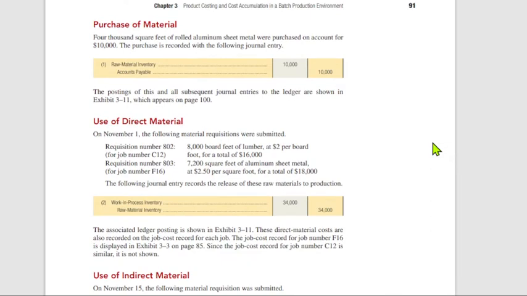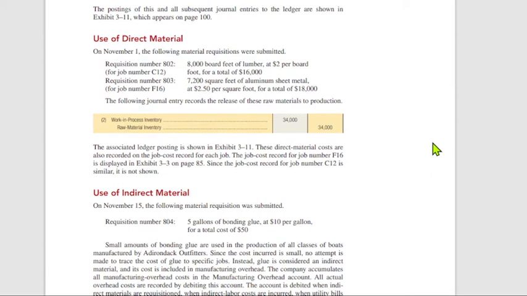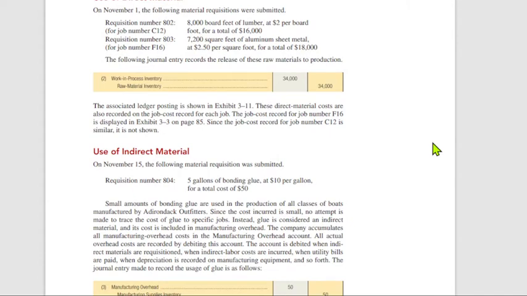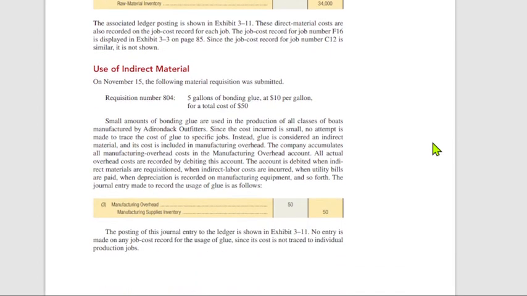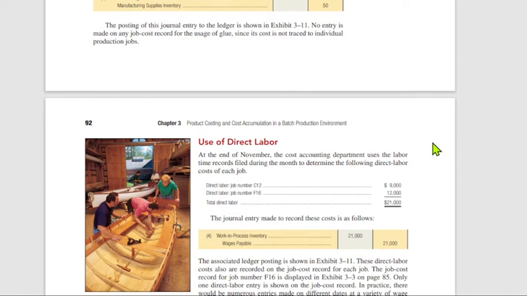The purchase of raw material, how do we recognize it? We debit raw material inventory, and then we credit accounts payable. The use of direct material, how do we recognize it? We debit work in process inventory, then we credit raw material inventory. Kumbaga, tina-transfer mo yung raw material into your work in process. How do we recognize indirect material? You debit manufacturing overhead and then credit manufacturing supplies inventory. Okay? This is just a review because this has already been discussed in your cost accounting.